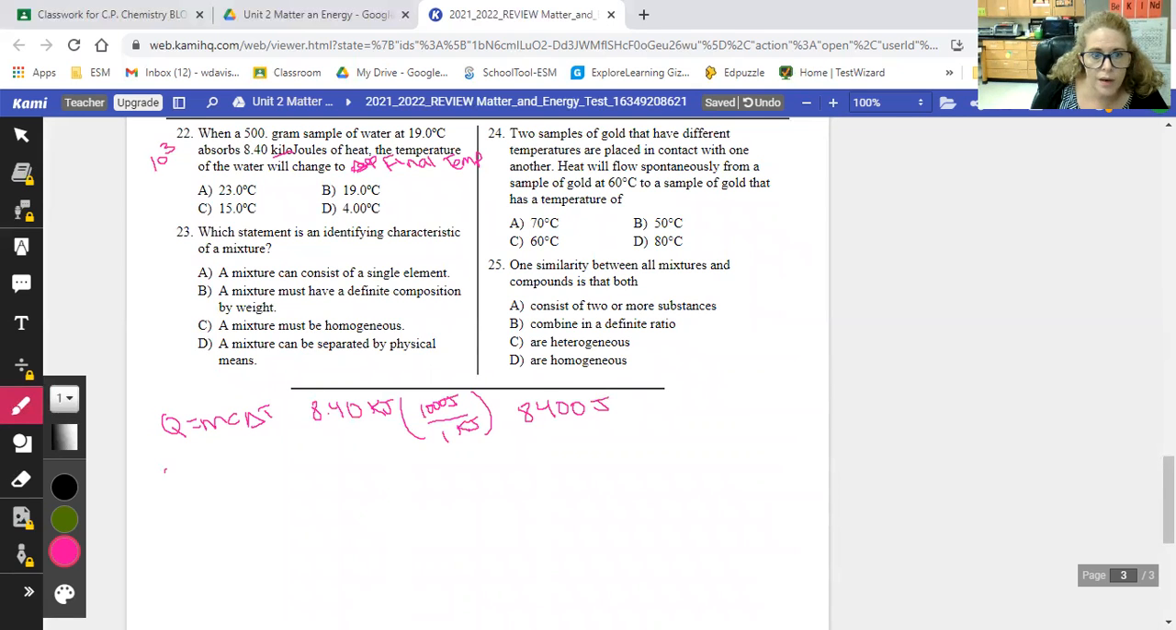Okay, so now let's go through, and now I know my Q, right? Because of the joules. So I have 8,400, and now that equals M, which is mass, right?